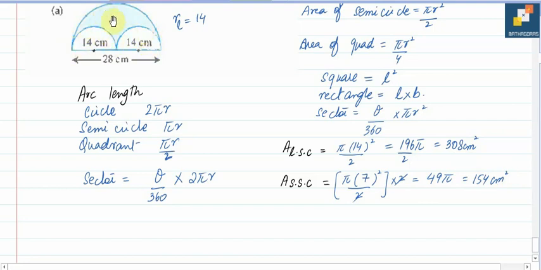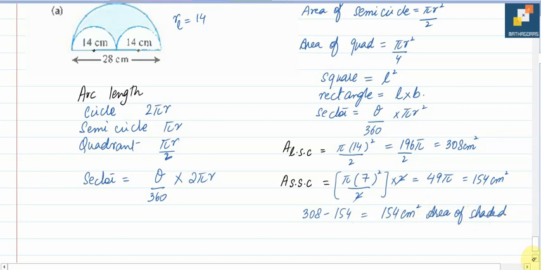Now you got the area of the larger semicircle, you got the area of the two smaller semicircles. We need to find the area of the shaded part. So it is 308 minus 154, so it will be 154 centimeter square, and that is the area of the shaded region, right? That is the area of the shaded region.